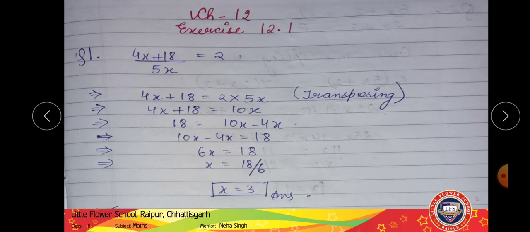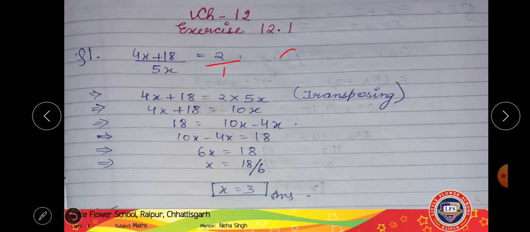So today's homework will be, you'll be writing it in your copies and you will be solving the verification part of all the questions in your copies, right? So coming to the question, 4x plus 18 upon 5x equals to 2, right? See, no number is here, means here it is one denominator.